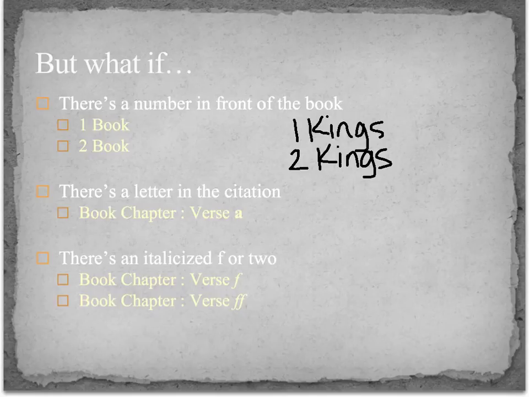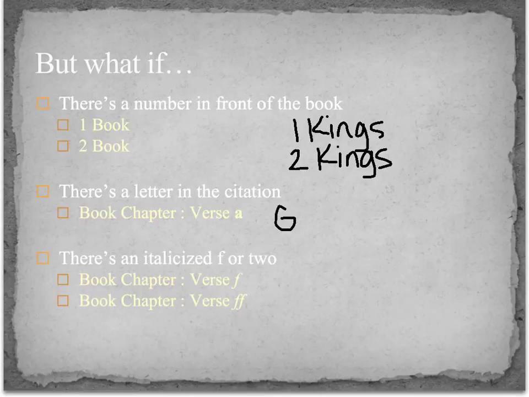If there's a letter in the citation, it means that that verse can be split into multiple parts. So either the verse is 2 sentences long or 2 phrases long, and the halves of that verse make sense with different passages. So the first half of that verse makes more sense with the verses that come before, and the second half of the verse really belongs with the verses that come after.